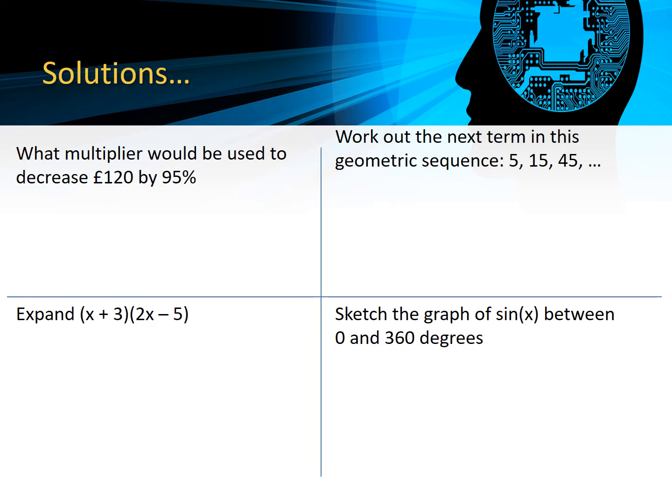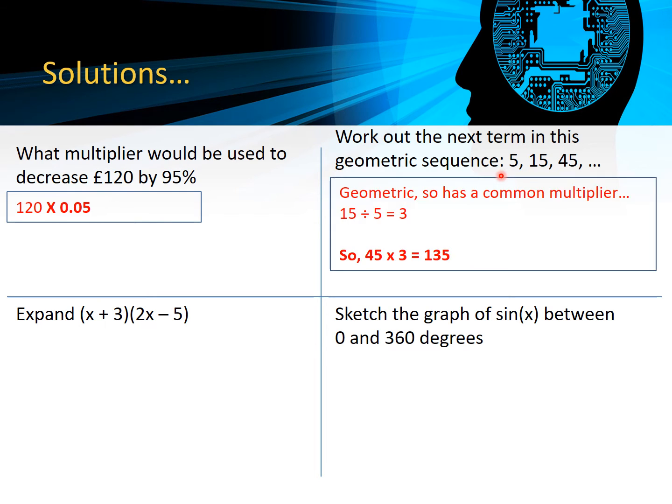So what multiplier would we use to decrease £120 by 95%? Well, 95% off means I've got 5% left. So remember, we always start with 100. If it's decrease, taking it away, I've got 5% left. So we're timesing by 0.05. Next term in this geometric sequence, remember geometric, so it's got a common multiplier. It's not being added each time, but it's being multiplied by 3. So the next term is going to be 3 times bigger, which is 135.